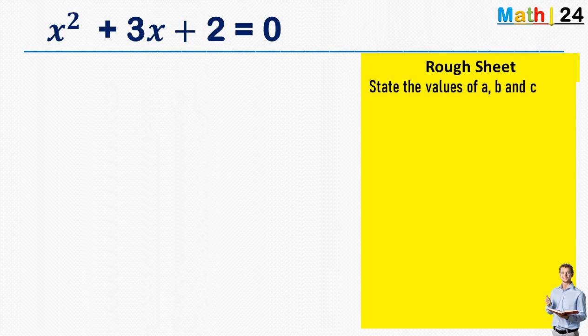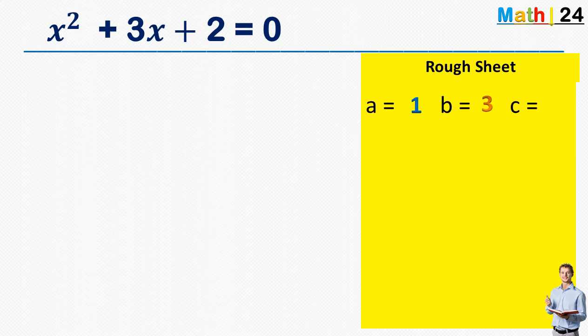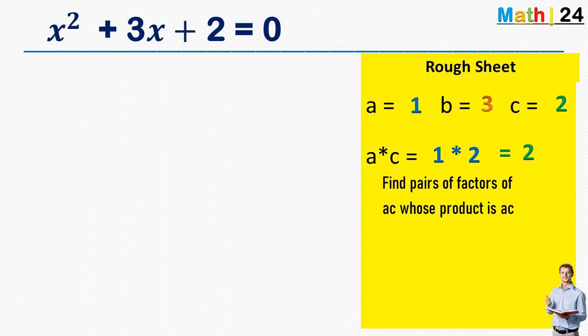So we start by stating the values of a, b, and c. In this equation, the value of a is 1, the value of b is plus 3, and the value of c is plus 2. We now find the product AC. AC is equal to 1 times 2, which gives us 2. After this, we look for the pairs of factors of AC whose product is AC.